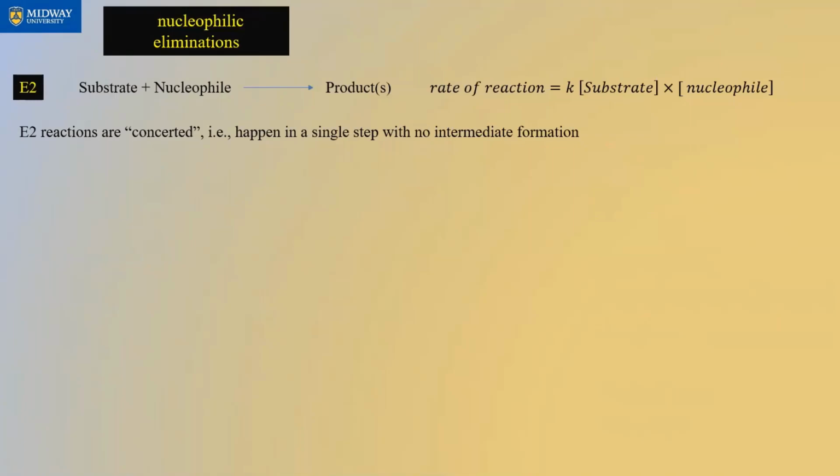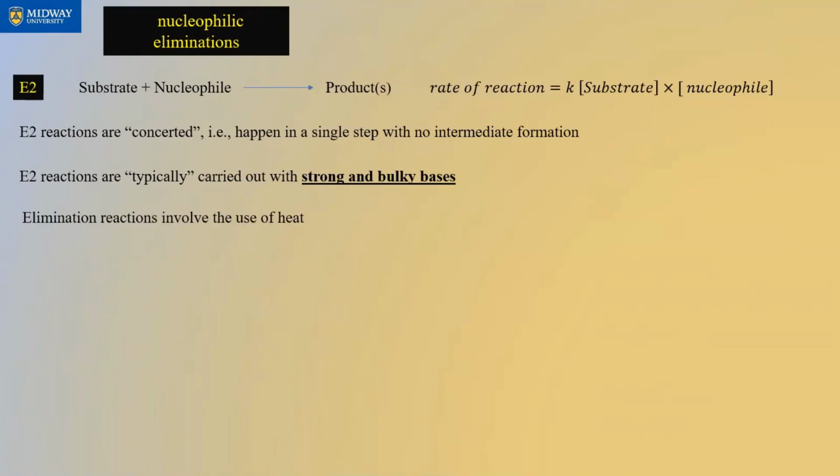As with SN2, E2 is bimolecular, which means it depends on the concentration of both the substrate and the base. The E2 reaction happens in a single step with no intermediate formation. E2 reactions are typically carried out with strong and bulky bases. So it's not just a strong base, it has to be strong and bulky. Elimination reactions typically involve the use of heat, and even if heat is not present, the moment you see a strong and bulky base, it indicates that you have an elimination reaction.